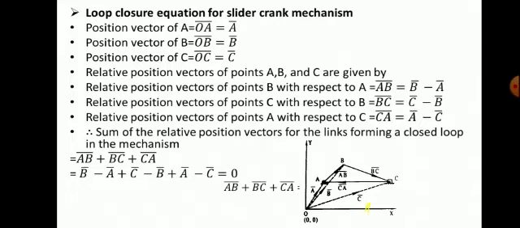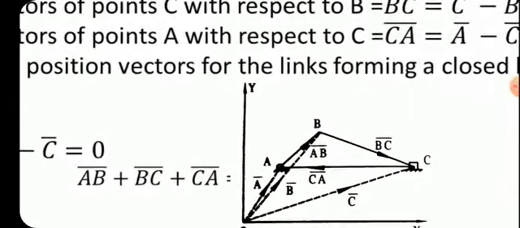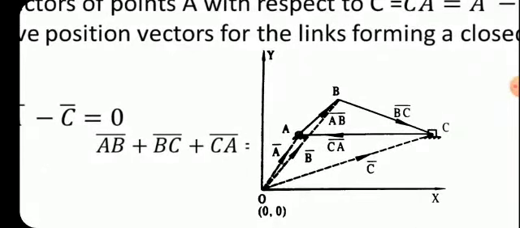The figure will show you all the explanation very carefully: OA, vector A, OB, B, OC, C, then AB, BC and CA, three vectors. We can write these position and relative position vectors as equations along the y-axis and x-axis.